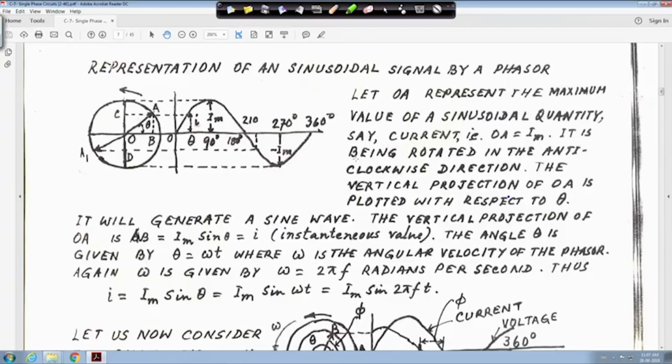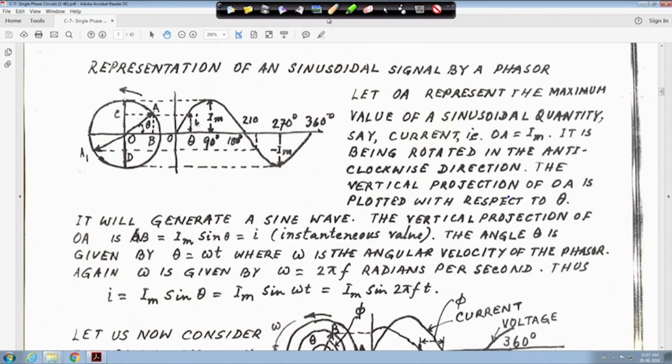Okay, so we are back again. Now we'll see the representation of a sinusoidal signal by a phasor. Here, the first thing is that our understanding should be clear, so that for solving numericals or for getting ideas, things will be totally clear. So let us see how we can make it.